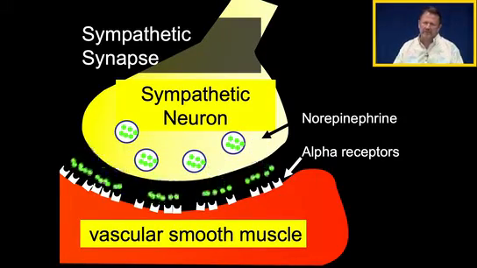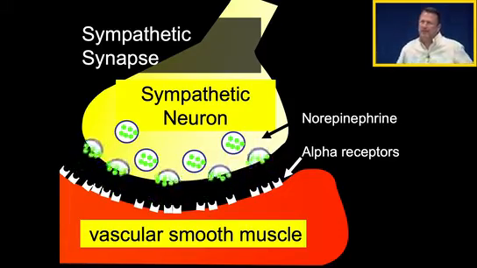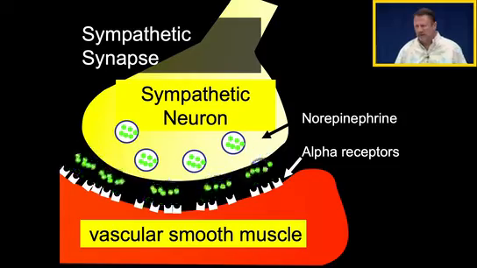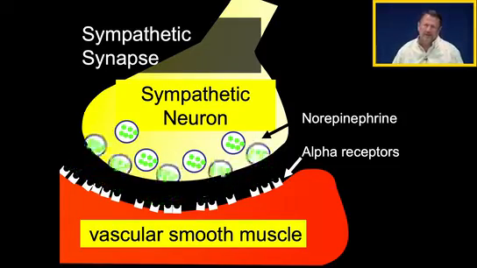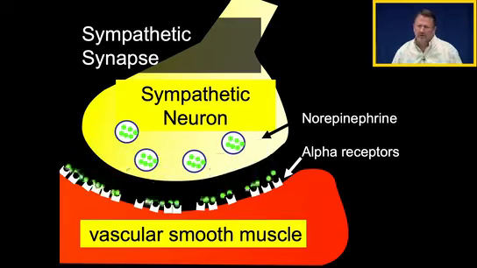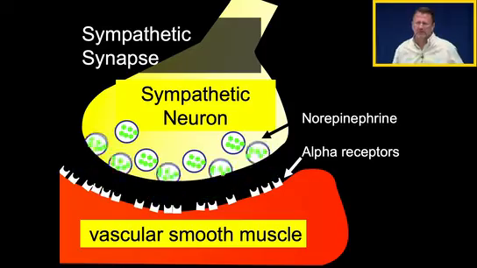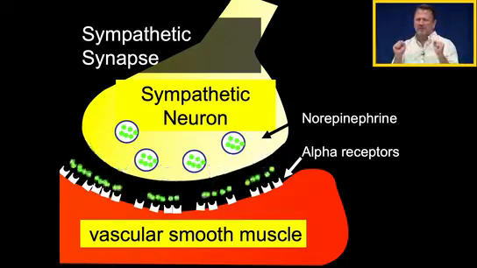Same cartoon, different labels. Your sympathetic chain ganglia come from your cervicals as well as your sacrals, and we'll talk mostly about the cervical ones. And they send a neuron to your vascular smooth muscle in this case. And so your vascular smooth muscle goes around arteries and arterioles.